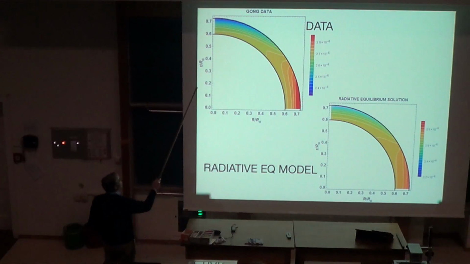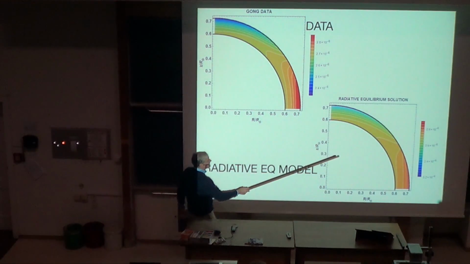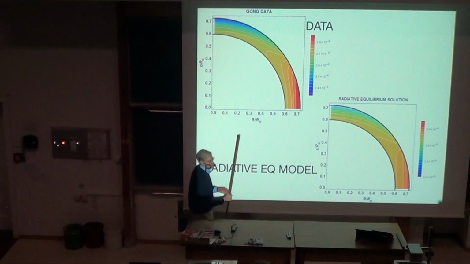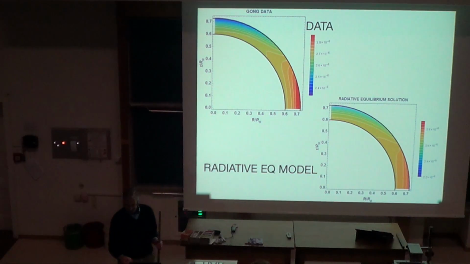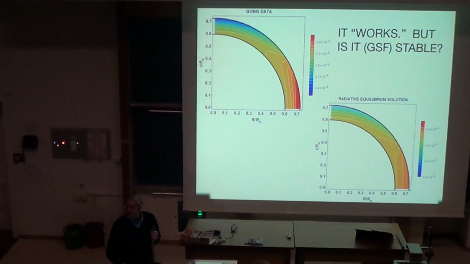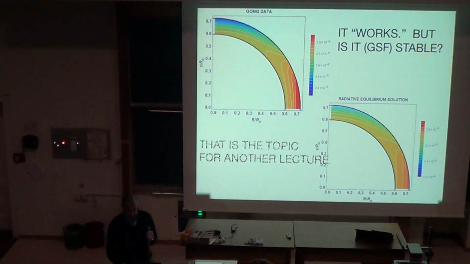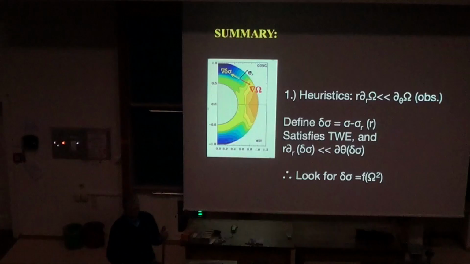Here are the contours from the data, and here are the contours that we find in our best model. It works in this sense. Is it stable? Experts in the audience will worry about something called the Goldreich-Schubert-Fricke instability, which this ought to be subject to. In fact, it's stable to the GSF instability, but there you'll have to invite me back for another lecture if you can stand it, and I can explain why.